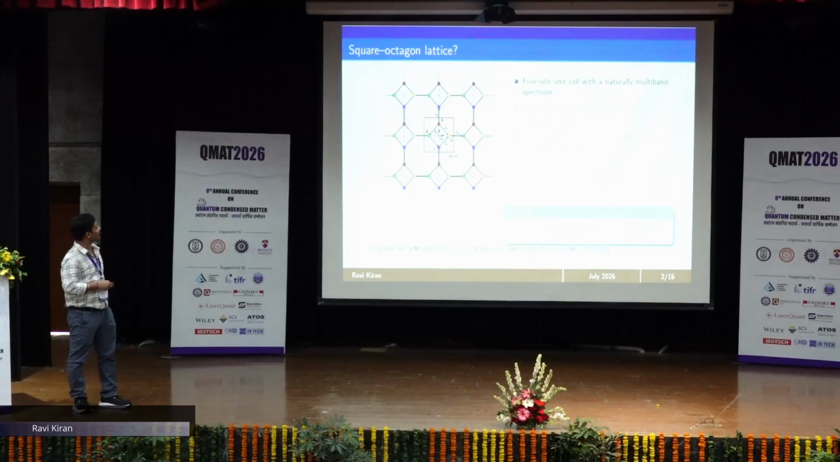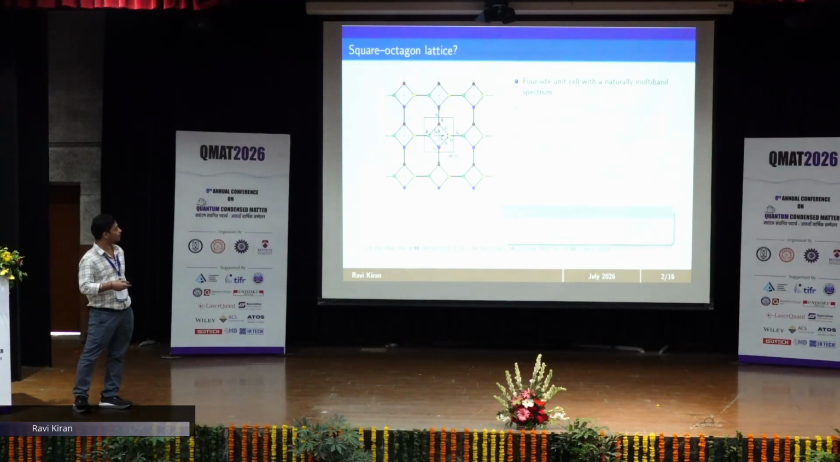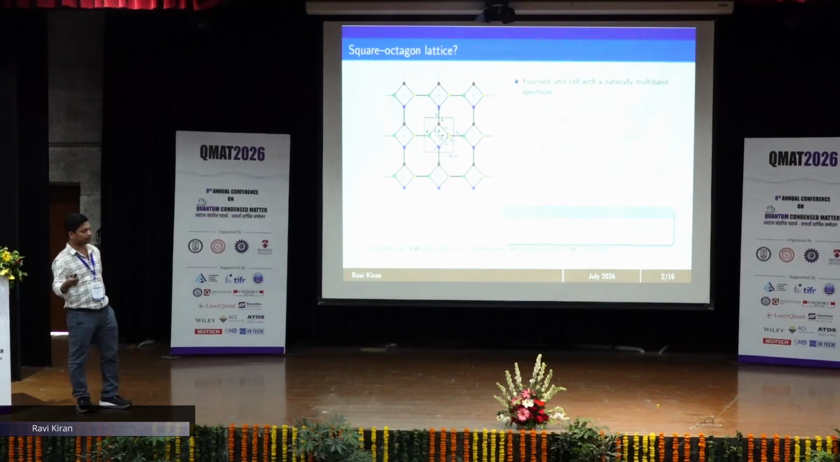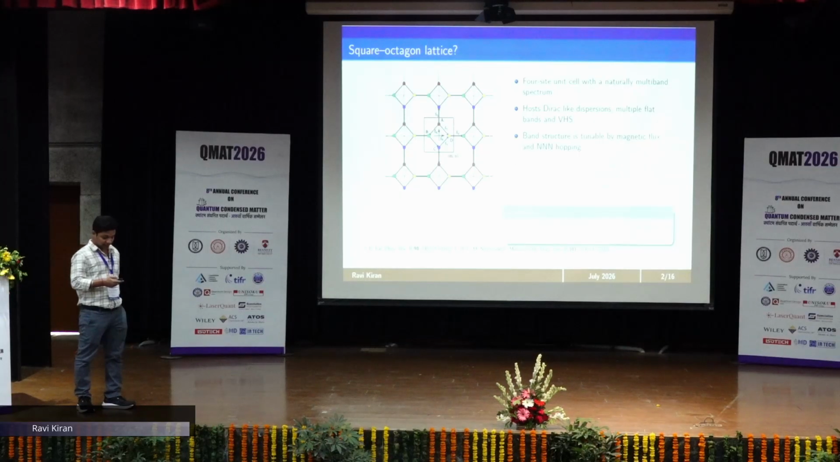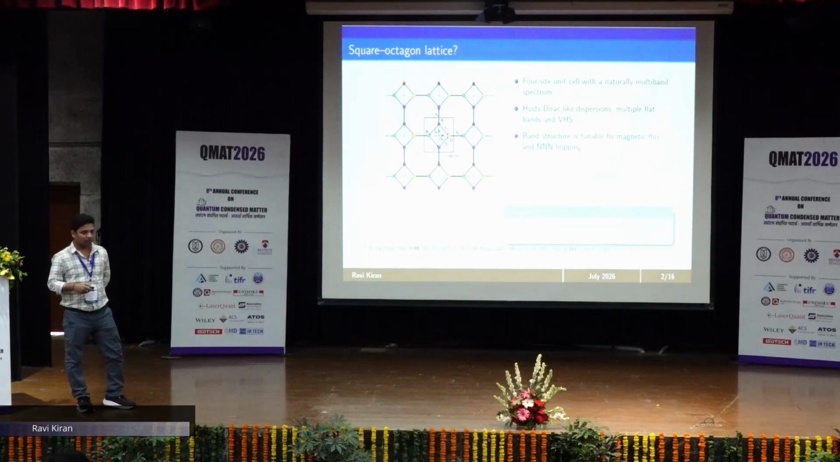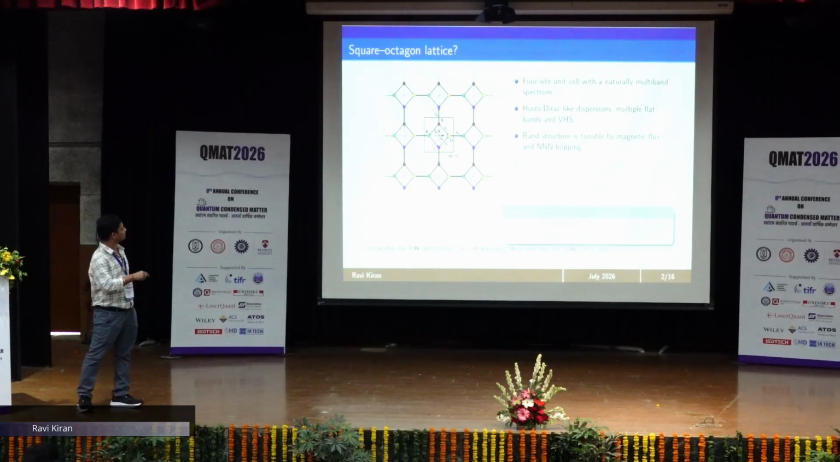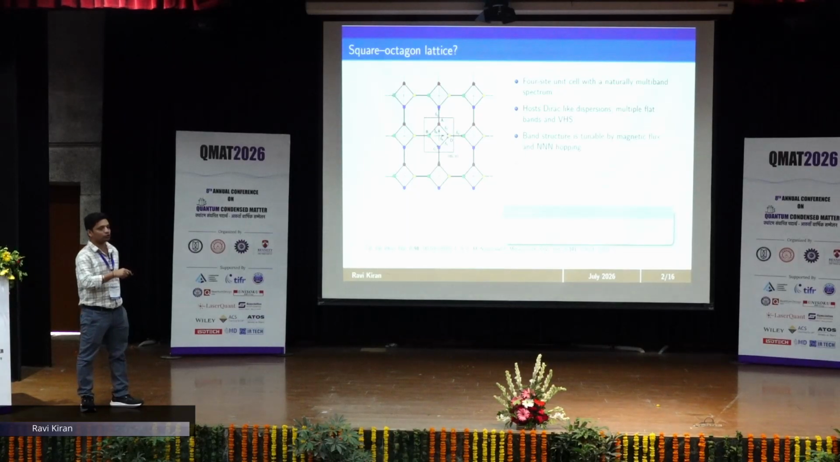The interesting thing about this lattice is that, firstly, it's a four-site unit cell, and it has a natural multi-band spectrum. That is, it has multiple flat bands and Van Hove singularities and Dirac crossings and other stuff. So like I said, it hosts the Dirac dispersions, multiple flat band structures, and the other thing is that if you introduce a magnetic flux around these plaquettes, you can also tune the bands using that magnetic flux, which is what Viplab Pasar has done in his work.